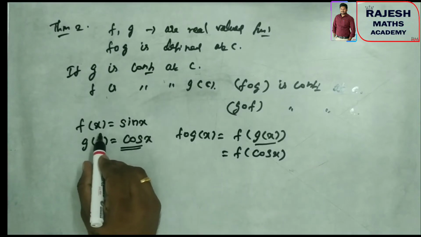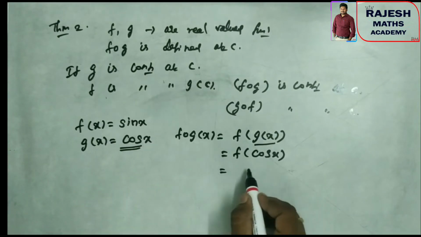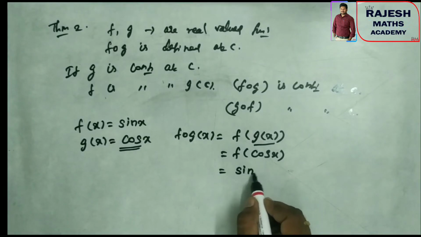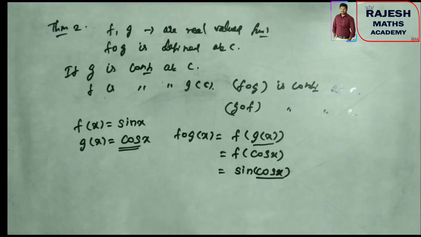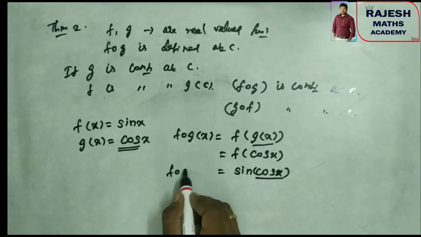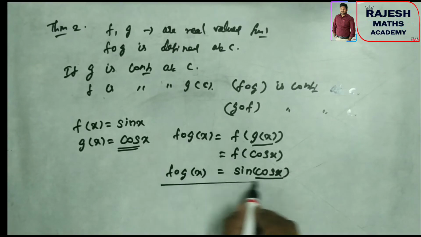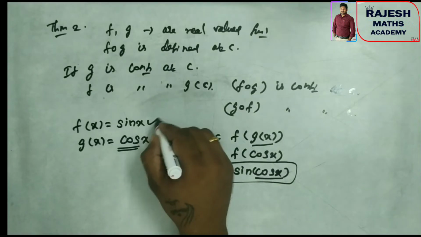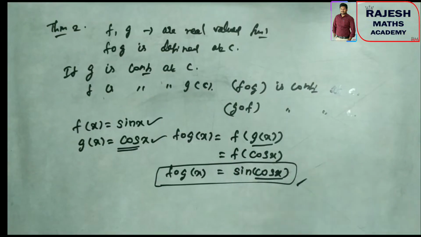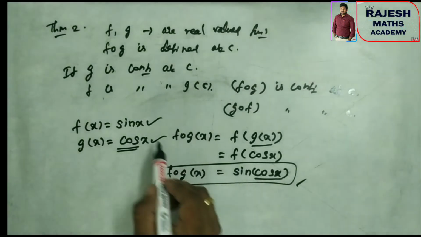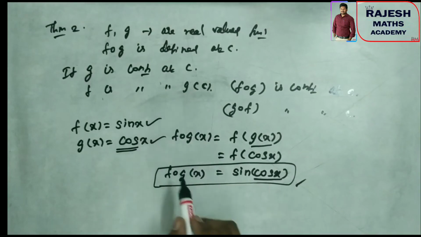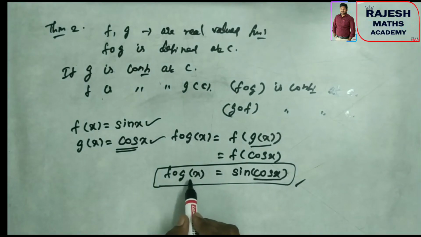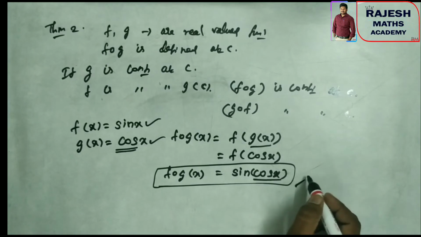What is the value of f of x? That is sin x. What is f of cos x? F of cos x means sin of cos x, that is, in the place of x we replace cos x. This is the value of f composition g of x. If f and g are given, this is how to find f composition g. We can also say sin x is a continuous function and cos x is a continuous function, therefore f composition g, that is sin of cos x, is a continuous function.